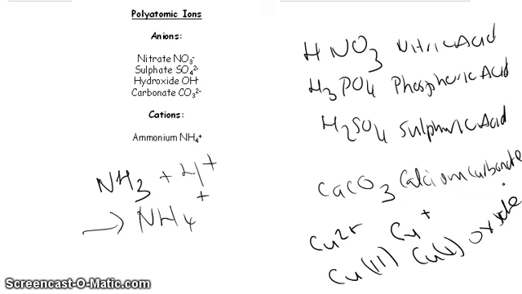Then you'll also have ones like iron. Iron tends to be 3 plus, and silver tends to be just plus 1. There's a couple of common ones out of the transition metals you need to know, but you just become familiar with them. Okay.